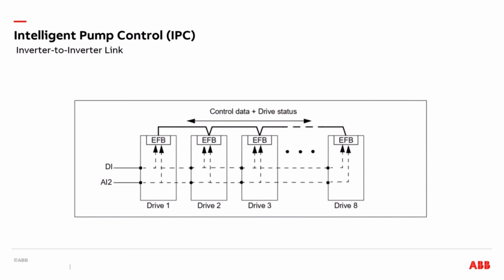In this diagram, we're showing drive 1 through drive 8 all have the embedded fieldbus connected to each other. We're showing that digital input 1 for the start-stop is wired to each one of the drives, and analog input 2 will be used for a PID loop wired to each one of the individual drives. This allows any individual drive to be used as a master drive, and with the master strategy, any drive can become the master, allowing for a high level of redundancy.